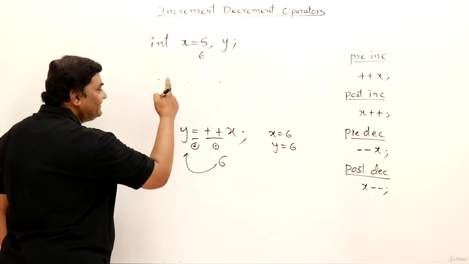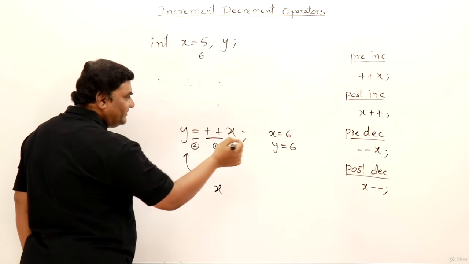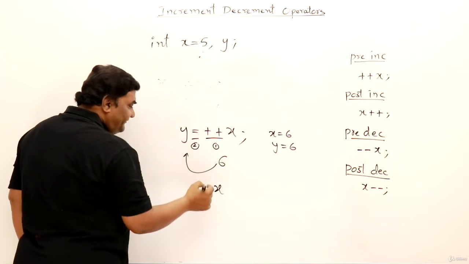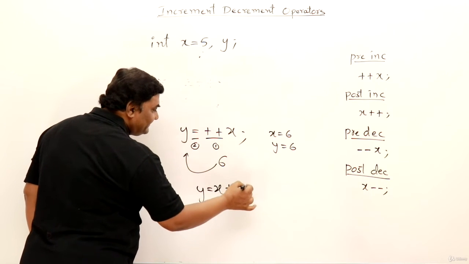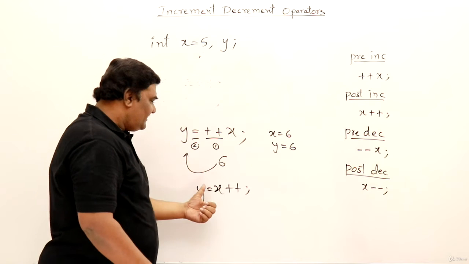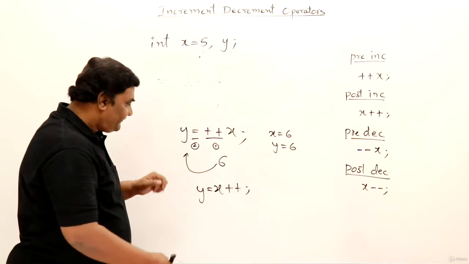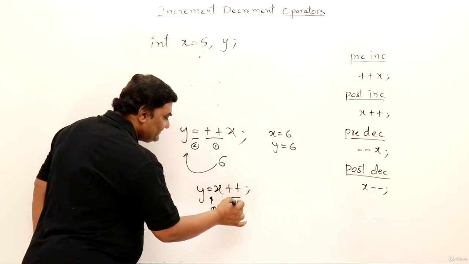Now, what does it mean by post-increment? I'll write on the same thing again. Let us say x is 5 only right now. Don't treat it as 6. Freshly, again it is 5. So if I write y = x++, there are two operations here, assignment and increment. So which has to be done first? First this has to be done, then the second one.